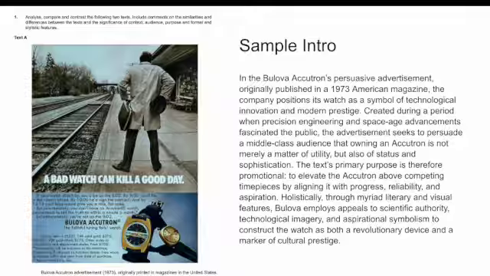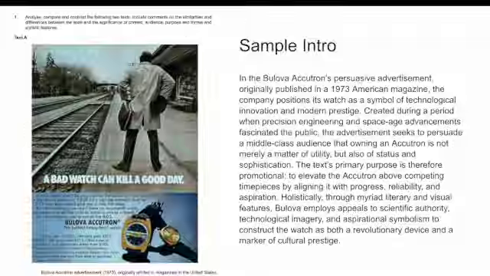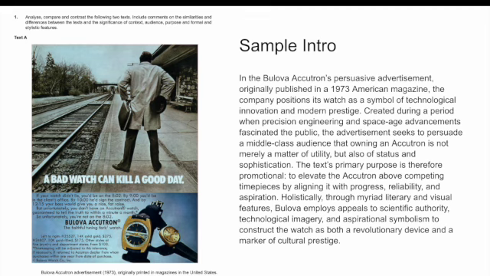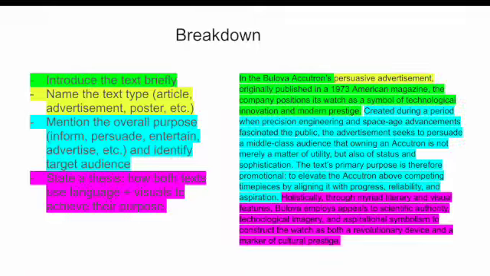The text's primary purpose is therefore promotional, to elevate the Accutron above competing timepieces by aligning it with progress, reliability, and aspiration. Holistically, through myriad literary and visual features, Bulova employs appeals to scientific authority, technological imagery, and aspirational symbolism to construct the watch as both a revolutionary device and a marker of cultural prestige. So that sounds like quite a fancy introduction, so let's break it down and see whether it fits the requirements.